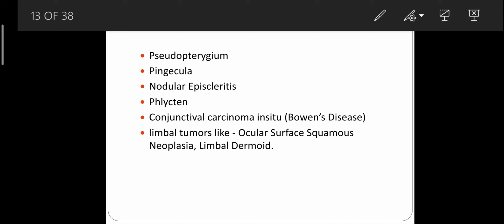So coming to phlycten, it is nothing but a necrotic lesion surrounded by marked telangiectatic vascular lesion and an ulcerated surface which stains with fluorescein. It is thought to be because of a hypersensitivity reaction to tuberculosis or staphylococcus. Then marginal keratitis is one of the differential diagnoses. Then Bowen's disease, carcinoma in situ, not a full-fledged carcinoma. And limbal dermoid is another important differential diagnosis, and ocular surface squamous neoplasia.